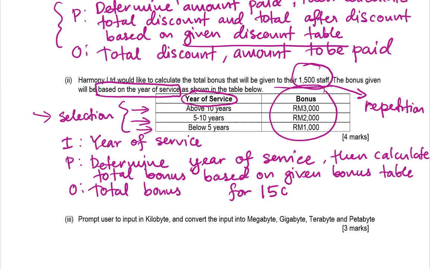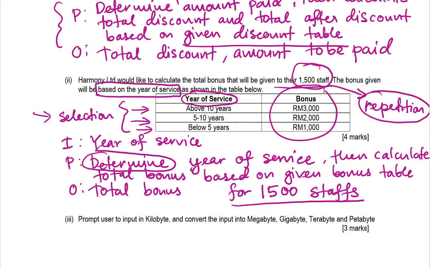For 1500 staff. So in selection you have to use the word determine, and since this question is a repetition, you have to mention it. For 1500 staff indicates that this one is a repetition. Actually, another way to write this process is to start with repeat 1500 times, comma, determine year of service, then calculate total bonus based on given bonus table.